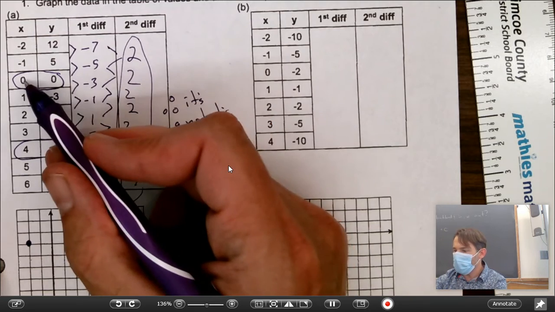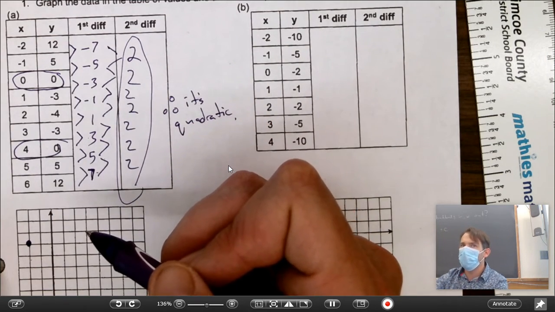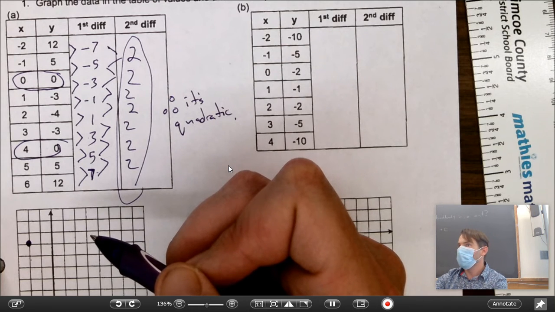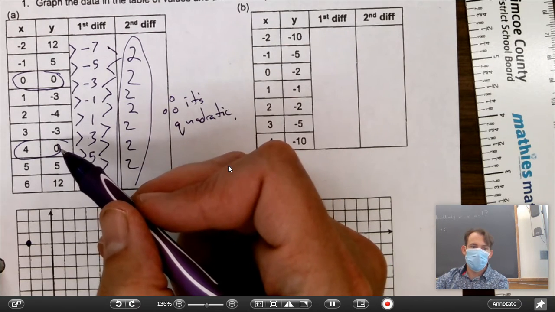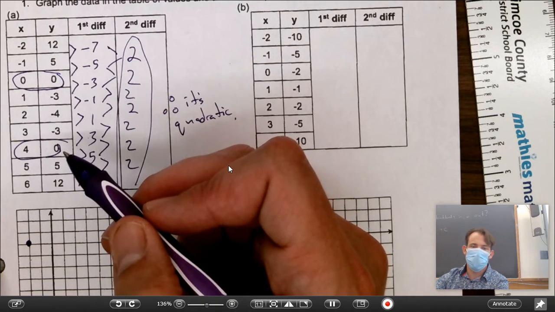If this has a zero at 0, 0 and a zero at 4, 0, where's the optimum value? Where's the vertex? Here's my zero and my other zero. Or my solution and my solution. Or my root and my root.